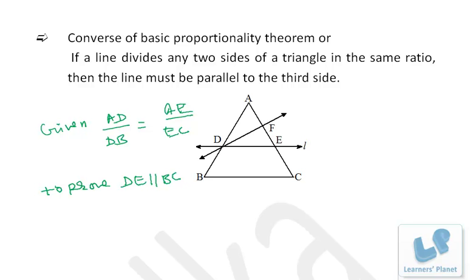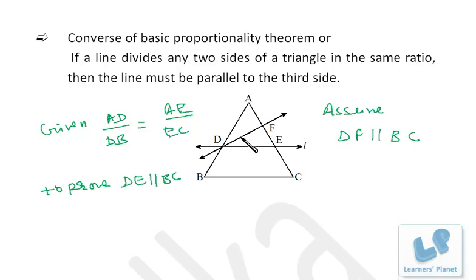Okay. Now to prove this theorem, what do we do? We take some other point F on the line AC, and for that we use a contradiction. We assume that DE is not parallel to BC. That means there should be some other point on the line AC, suppose it is F, so that DF is parallel to BC, because at least one such line will be there. So I assume DF is parallel to BC.